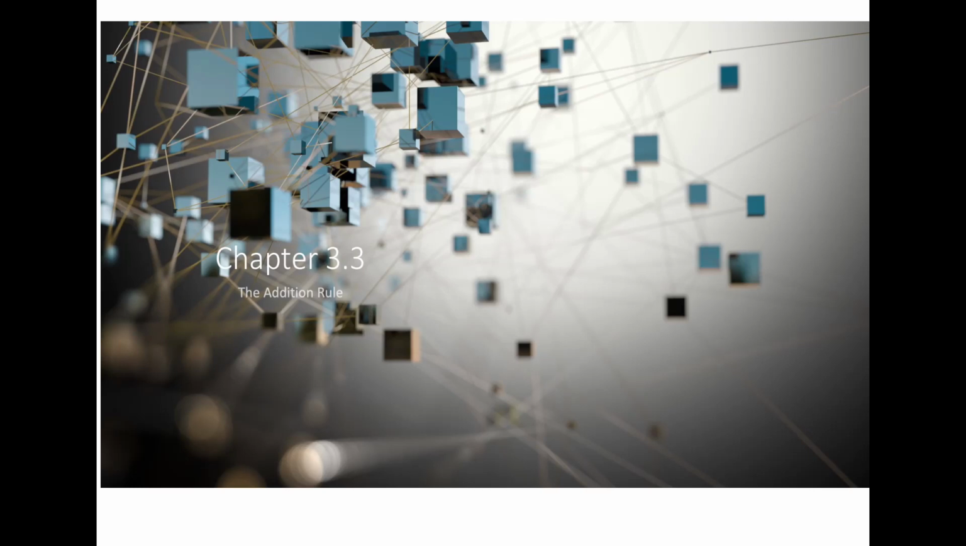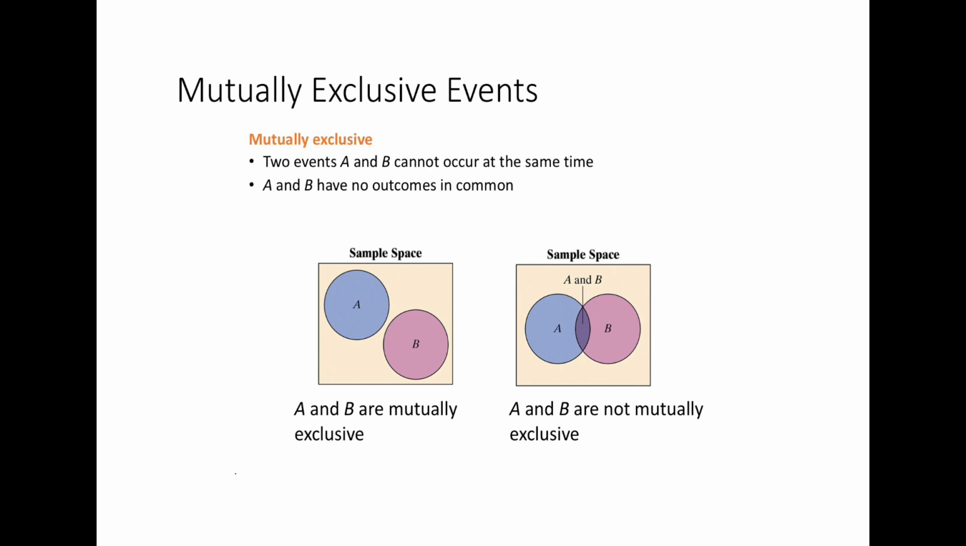In this video, we're going to look at another rule we used in probability called the addition rule. Before we look at the rule, we need to understand the idea of mutual exclusivity of events. Two events are said to be mutually exclusive if they cannot occur at the same time. This would mean that they have no outcomes in common with each other. And so the idea of mutual exclusivity is a term that we use when we're talking about two events.